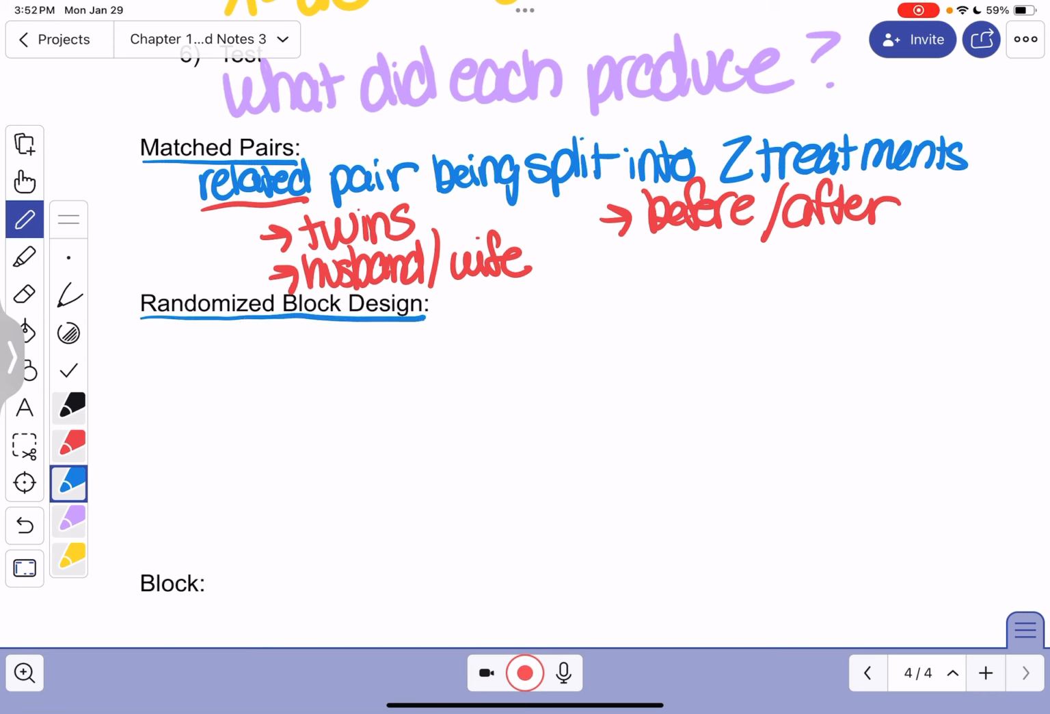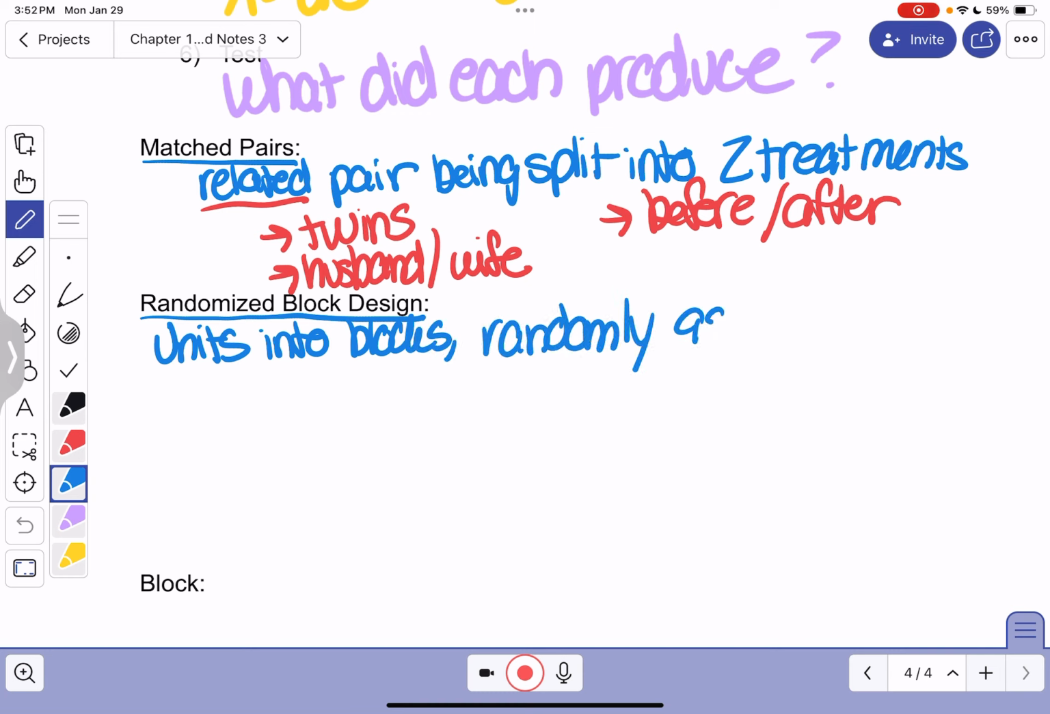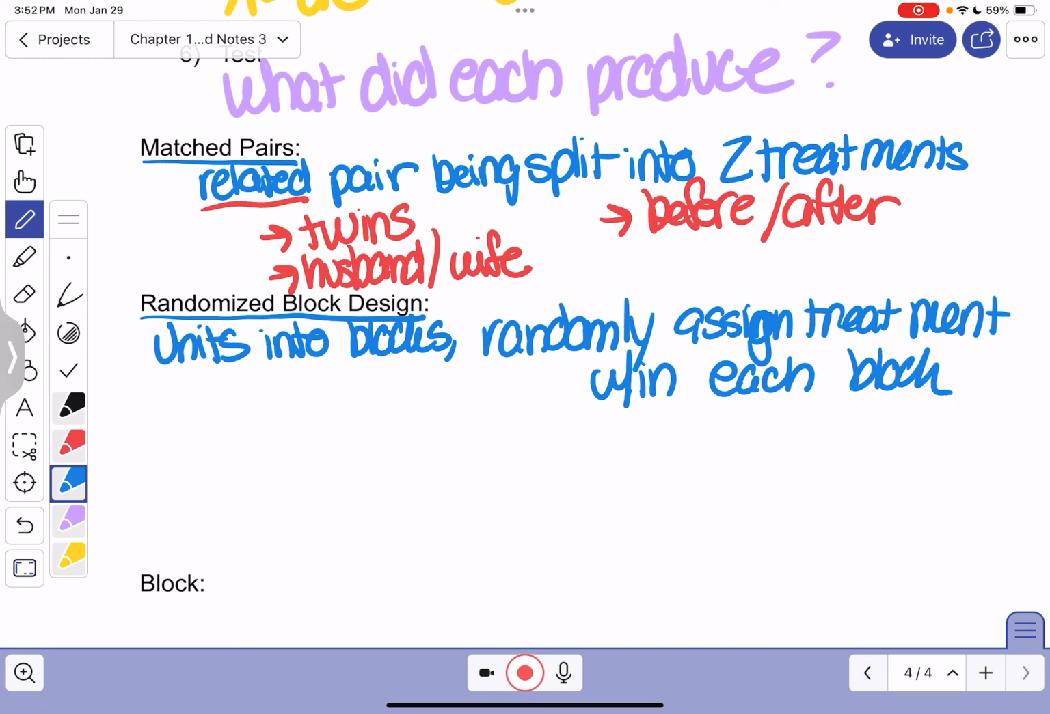Randomized block is kind of like a stratified or a cluster. So you're going to divide the units into blocks, then randomly assign the treatments within each block. Assign treatment within each block. Within each block.